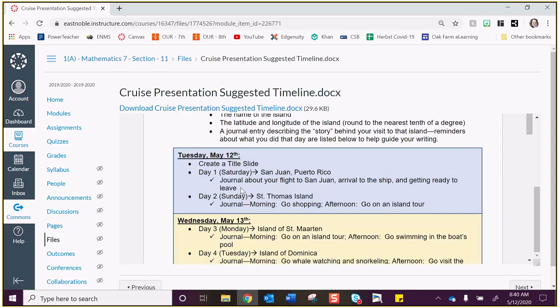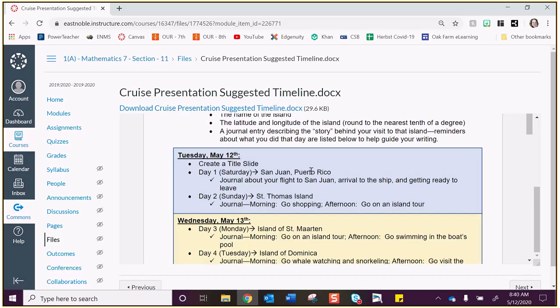And so you can talk about your flight. I've had pictures of airplanes before. I've had students taking pictures of cruise ships that are docked in San Juan. Whatever you want to do picture-wise to talk about what that first day looked like. Remember, the boat hasn't actually left yet, so you're still there, I think, until either really late that night or even the next morning. But you had to be on the ship on that Saturday to get ready to leave.